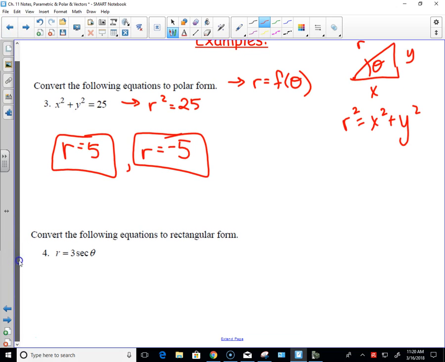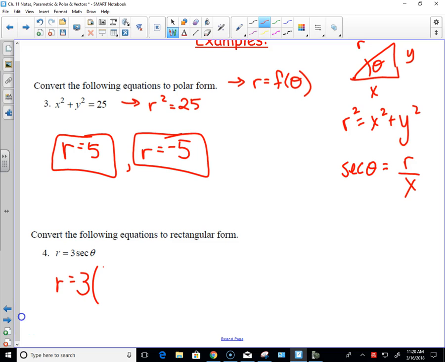convert if we have r equals 3 secant theta? Who's secant? Or it's hypotenuse over adjacent. Hypotenuse over adjacent. Isn't secant just r over x? So couldn't I just make this r equals 3 r over x? Then couldn't I multiply by x and divide by r? Oh, that's a vertical line? Yep.